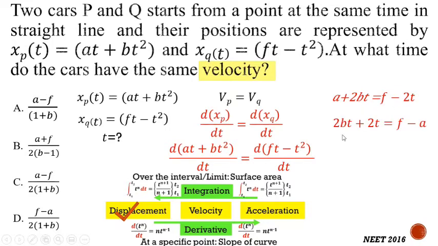Let us solve this. So 2t is taken on the left side and a is taken on the right side. It becomes f minus a and 2bt plus 2t. So if you take t common in this case, you will get f minus a divided by 2 into bracket 1 plus b. So this is available in option number D. So option D is correct.